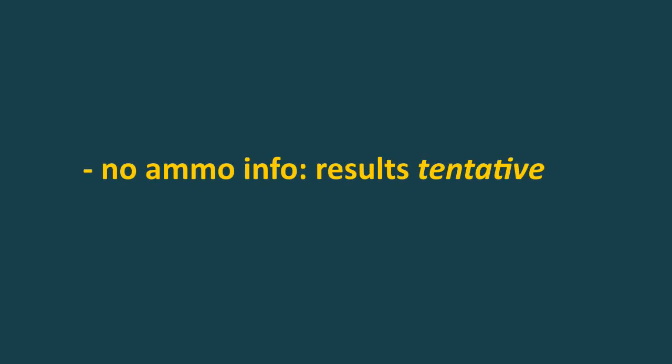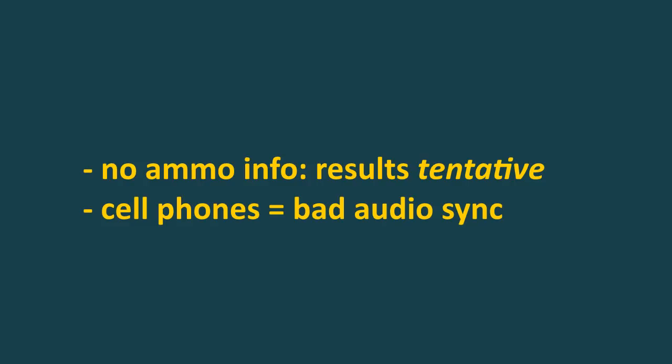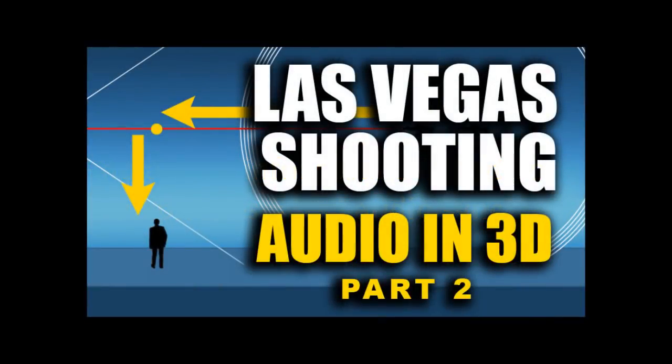All results are tentative, as there is no public info on the ammunition used, nor which weapon fired the first shots. We'll use several recordings, listed in the description, and we'll use visible cues to synchronize video. However, cell phone recordings have inherent audio sync issues, which can't be avoided. These issues were explained in a past episode.